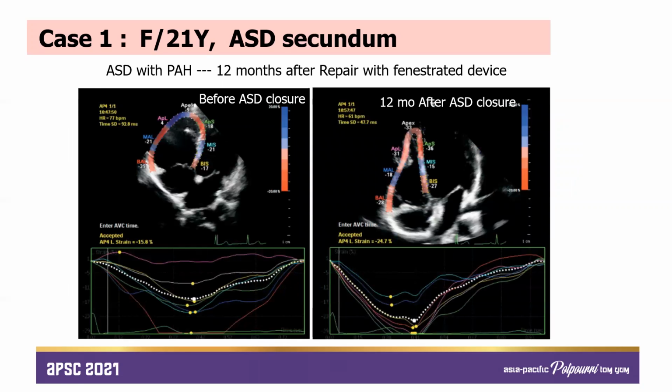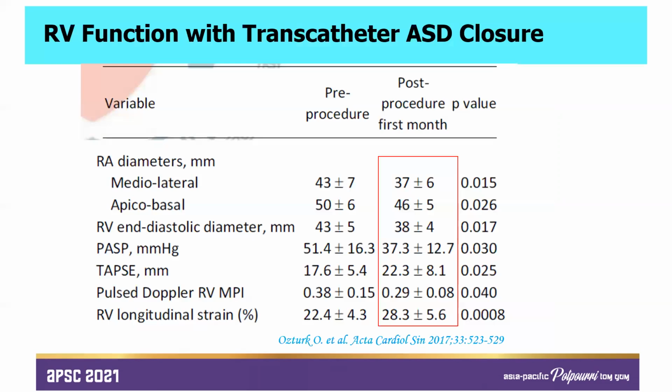Then at 1 year follow-up after repair, her RV became much smaller and the longitudinal strain shows much better function. Happy case. Other groups published data demonstrating that 1 month after ASD closure, RA and RV size decreased, pulmonary artery pressure decreased, TAPSE increased, and myocardial performance index and longitudinal strain increased. All implied RV function got better with treatment.